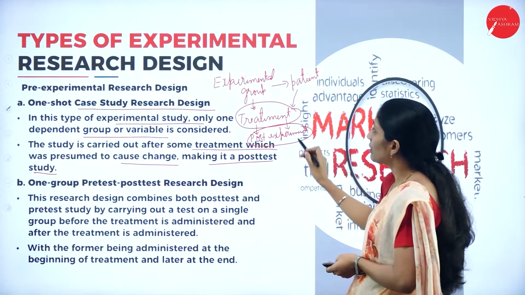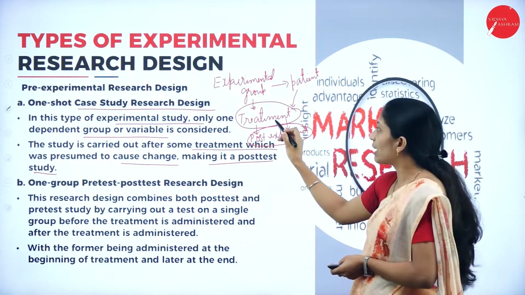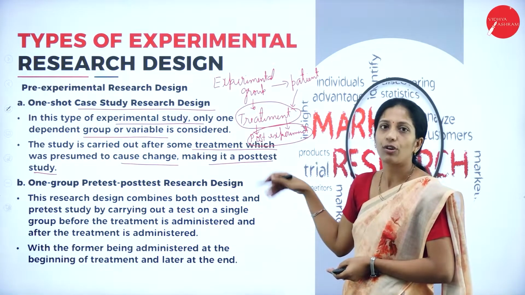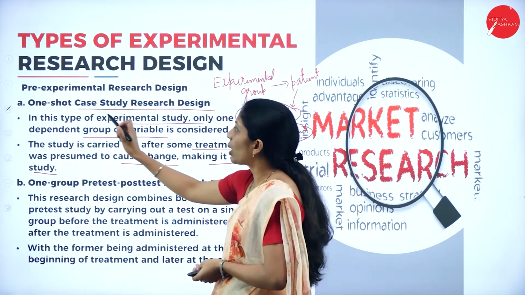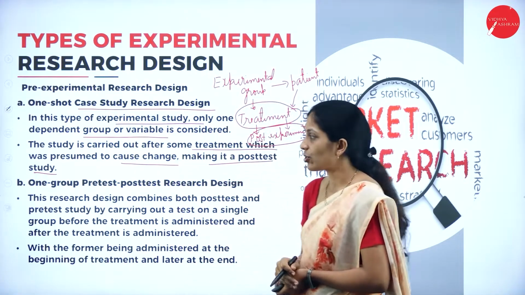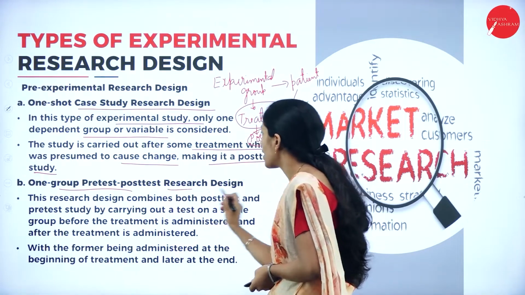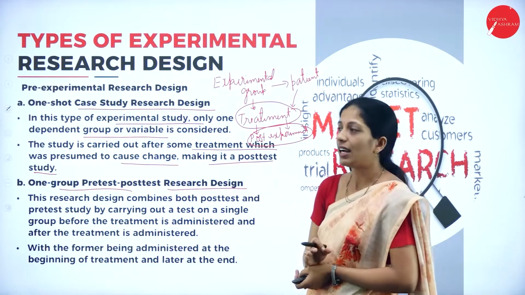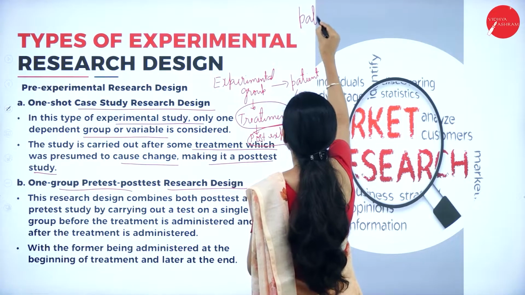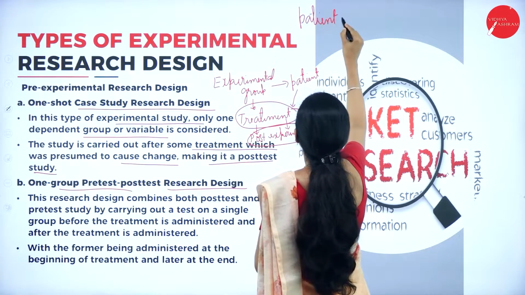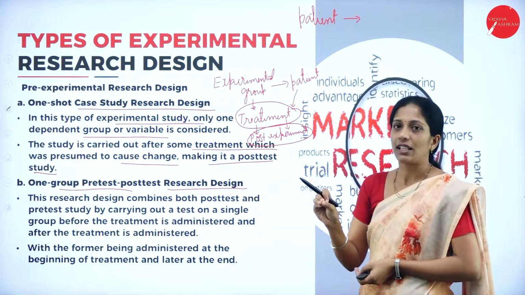So here only three parties are there. One is the patient who is having the pain and we are going to give him a treatment, and next we are going to test, that is the post-test. So that is known as what? One shot case study research. Next one is the one group pre-test, post-test research design. Now here, if we take the same example, there is a patient. So he will be the main thing here.